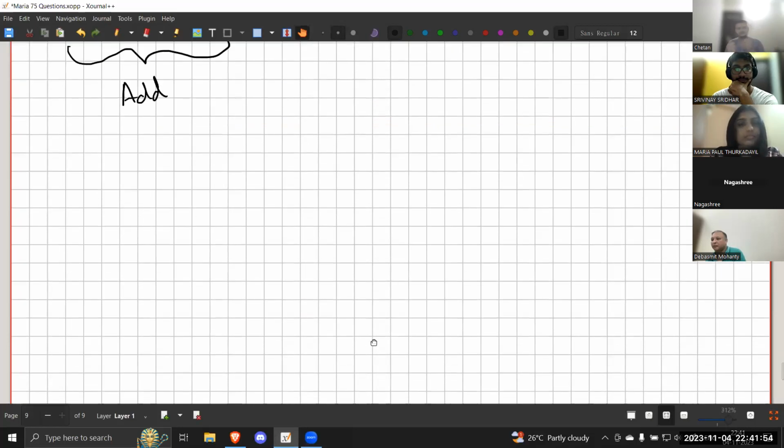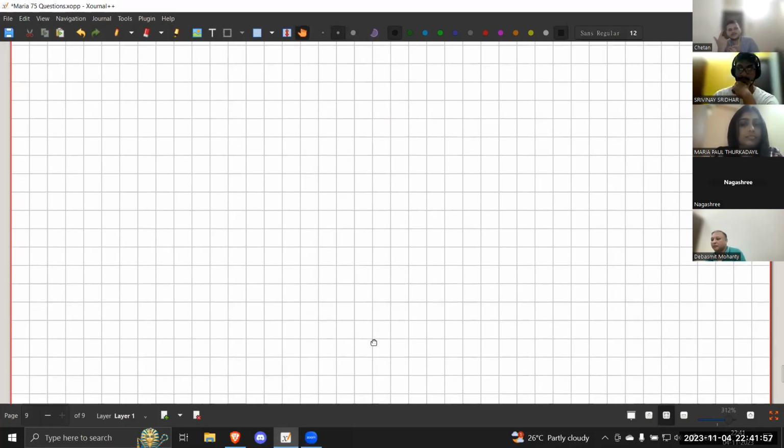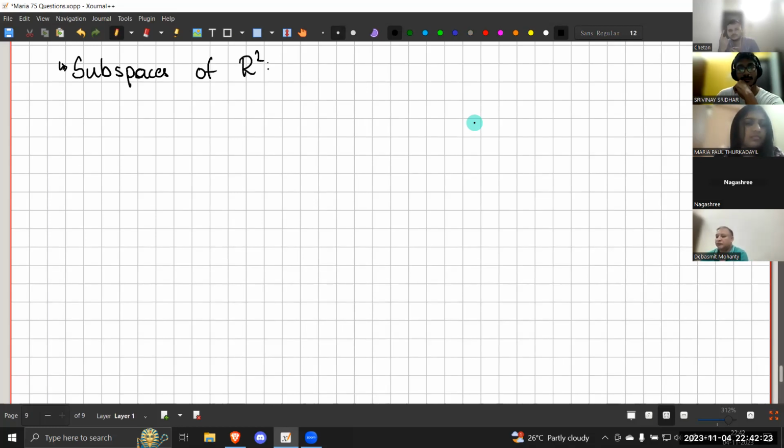So we started with the origin. Then we included Vinay's favorite point. It's also a subspace of R². Yes, it is a subspace. Someone mentioned lines passing through the origin, so that includes all. We started with the origin, then we included Vinay's favorite point, and we figured out we can't only include that. We'll have to include all the multiples of that as well. And those multiples gave me a line.